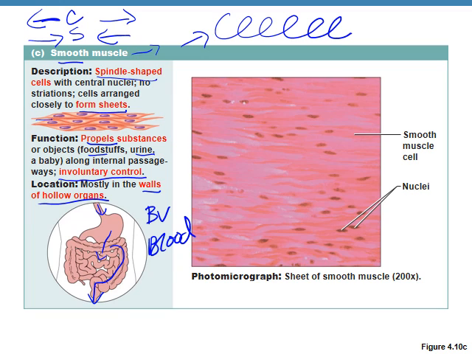And these are all involuntary control. You don't have conscious control over propelling food through your small intestines. It's happening subconsciously.